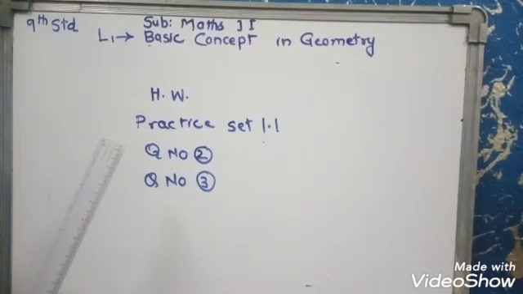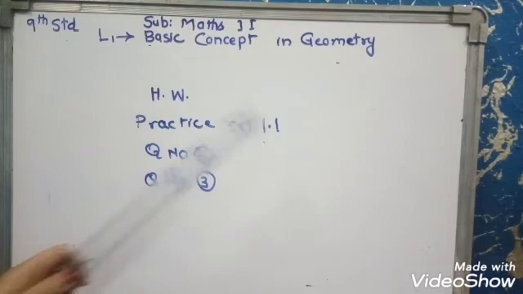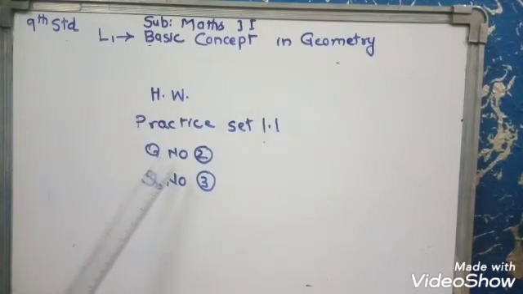This is your homework for today. Practice set 1.1. Question number 2 is similar to question number 1, and question number 3 is related to the property of betweenness. So meet you in the next class.